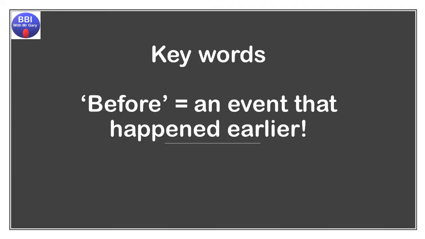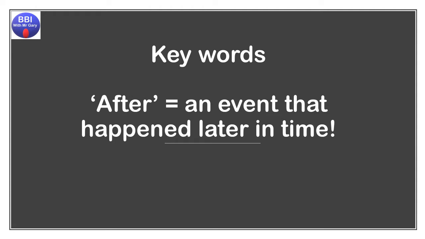And the first one is before. It means an event that happened earlier, at an earlier time. So that is a time in the past. And the other keyword we need to look at is after, an event that happened later in time. We're going to look at a timeline now to see what the past perfect looks like and how these keywords fit into this particular tense. Let's look at that now.